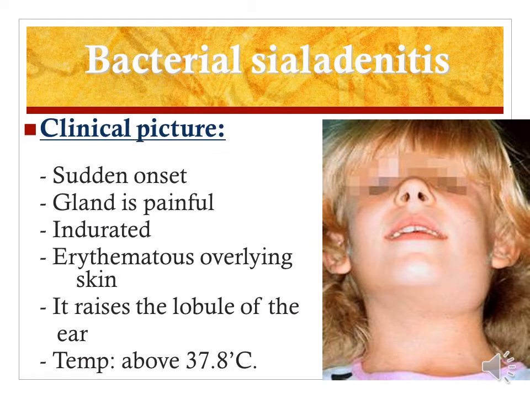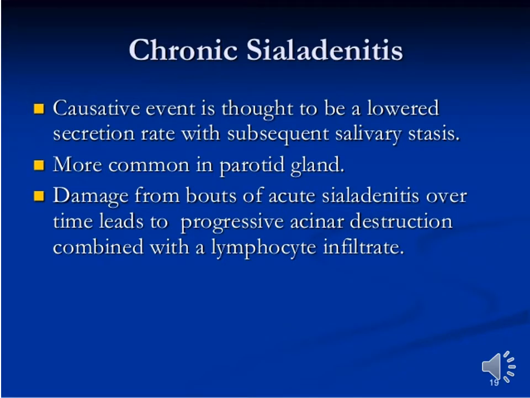Bacterial adenitis has a clinical picture of sudden onset, the gland is painful, indurated, with erythematous overlying skin, and it raises the lobule of the ear, with temperature above 37.8 degrees centigrade, as it is an acute infection. In chronic adenitis, the causative event is thought to be a low secretion rate with subsequent salivary stasis, more common in the parotid gland. Damage from bouts of acute adenitis over time leads to progressive acinar destruction combined with lymphocyte infiltration.